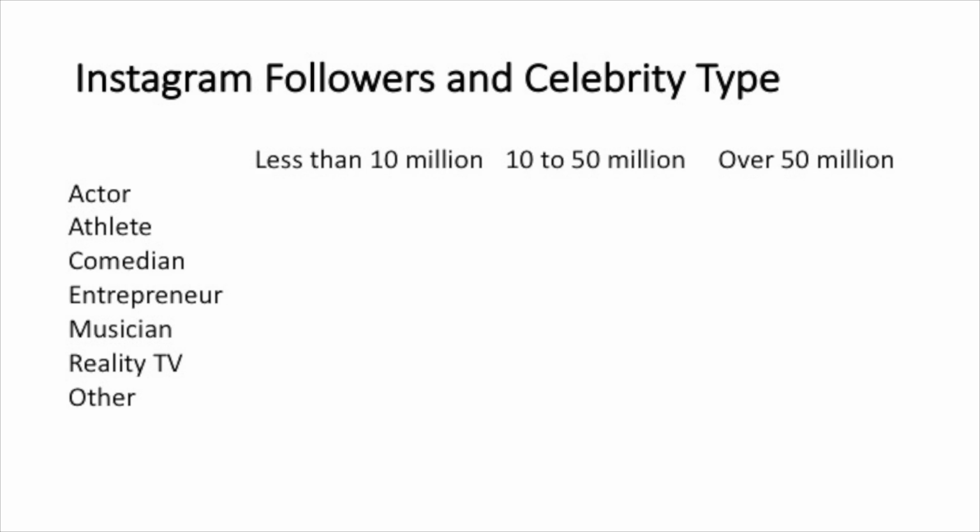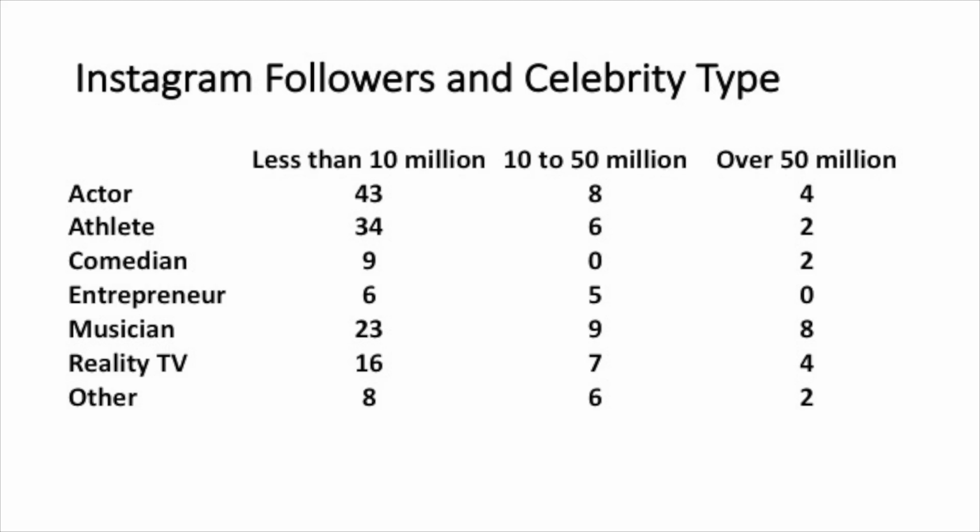Here's an example of a shell of a cross-tabulation table that looks at the relationship between Instagram followers and celebrity type. Down the first column, you have actor, athlete, comedian, entrepreneur, musician, reality TV, and other. These are categories of celebrity type. And going across that top row, you have less than 10 million, 10 to 50 million, and over 50 million. So these are classes of a quantitative variable that's the number of Instagram followers.